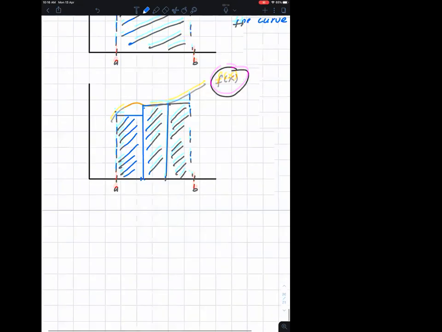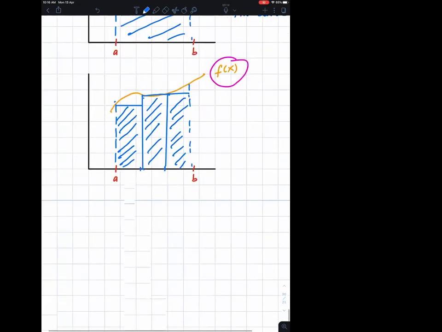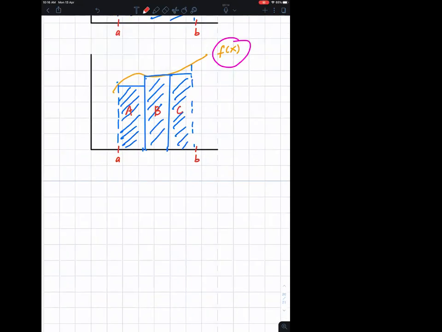Let's say area A, area B, area C. The total area is area A plus area B plus area C. So you can simply add them.